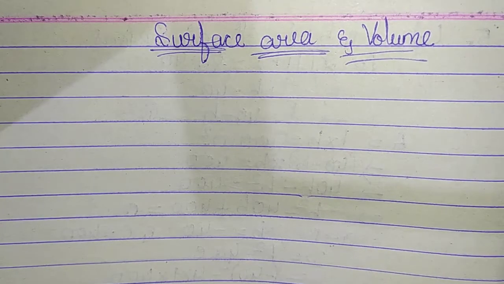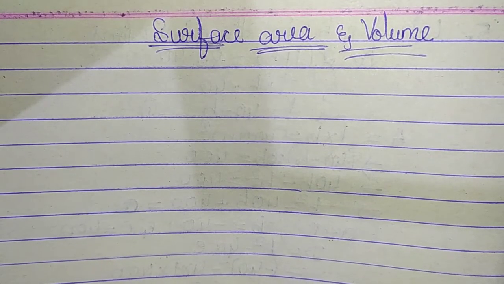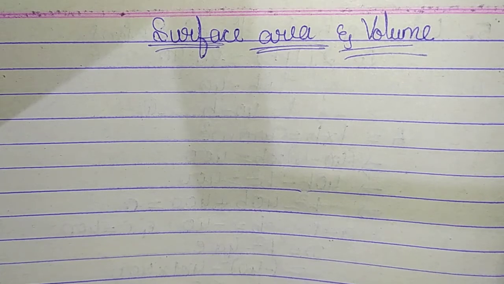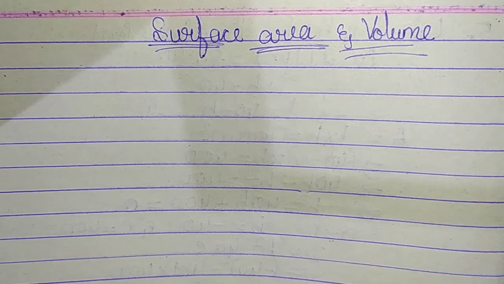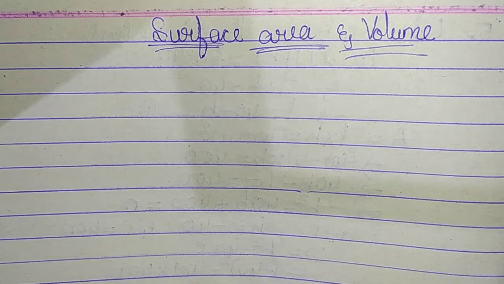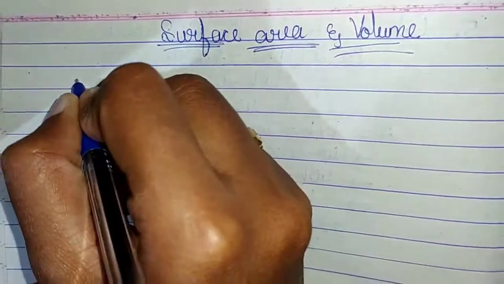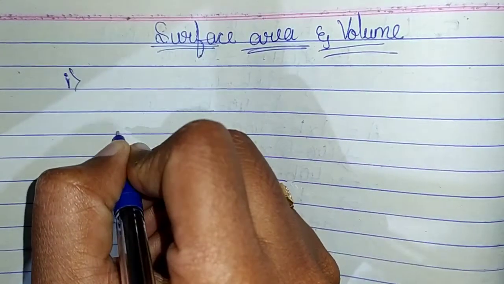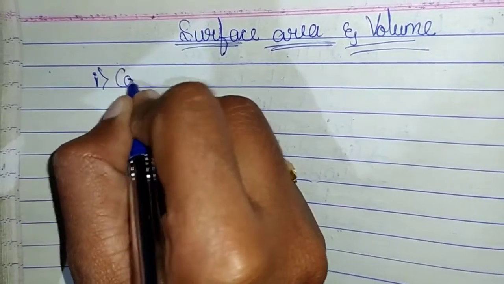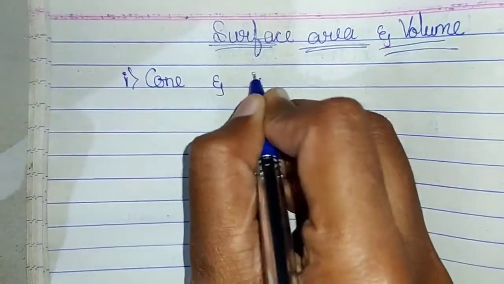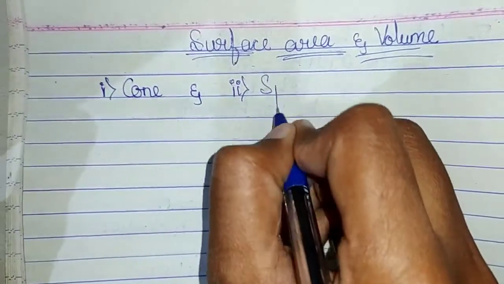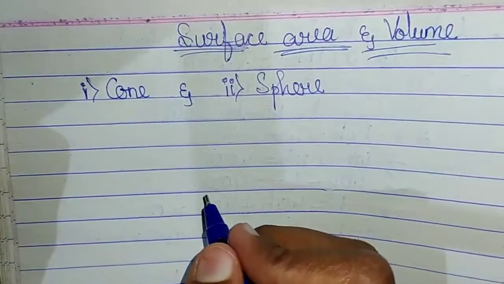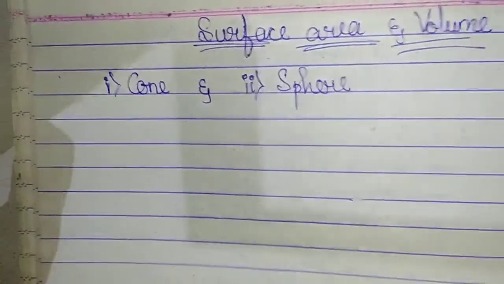Today we will be beginning a new chapter, that is surface areas and volumes. In this chapter, originally we were supposed to understand the calculations of surface areas and volumes of cube, cuboid, cylinder, cone and sphere. But since the syllabus has been reduced, we will be only learning to calculate and understand the surface areas of cone and the surface area and volume of a sphere. So these are the only two solids whose surface area and volume we will be learning about.